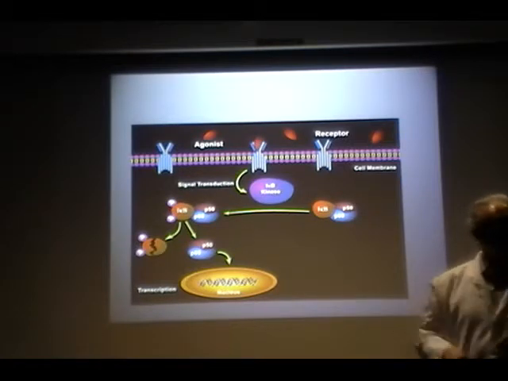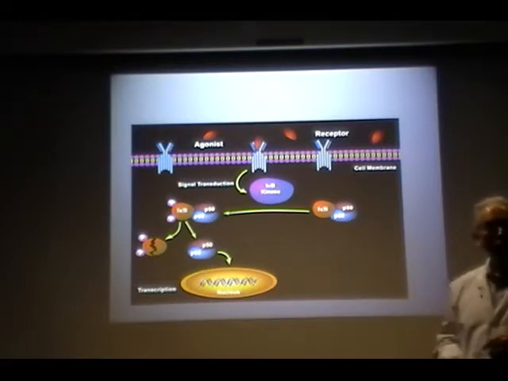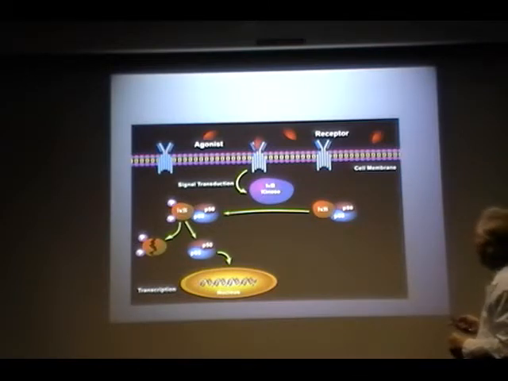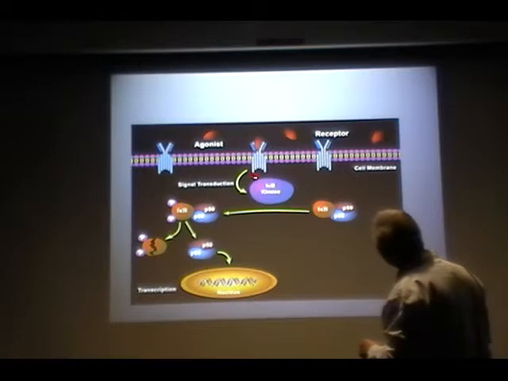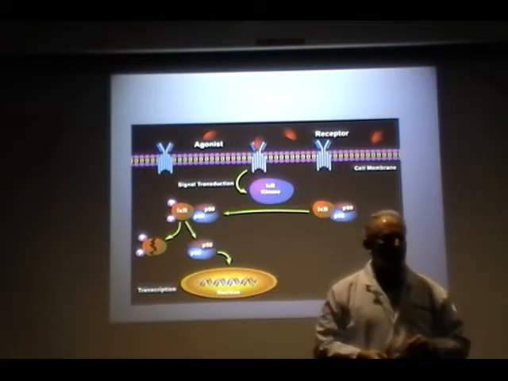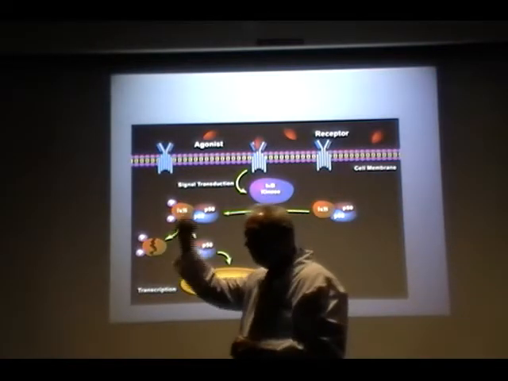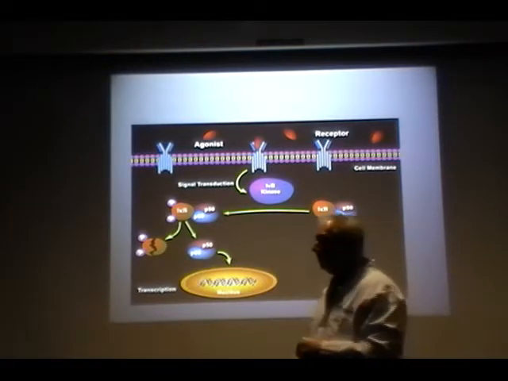Let's call it LPS, okay? And this is a receptor. Let's call this TLR2. Let's say it homodimerizes. What happens is there are other adapter molecules below this that get phosphorylated. There's something called MyD88, and followed by TIRAP, followed by other things, they get phosphorylated. That's the signal transduction that I was talking about.